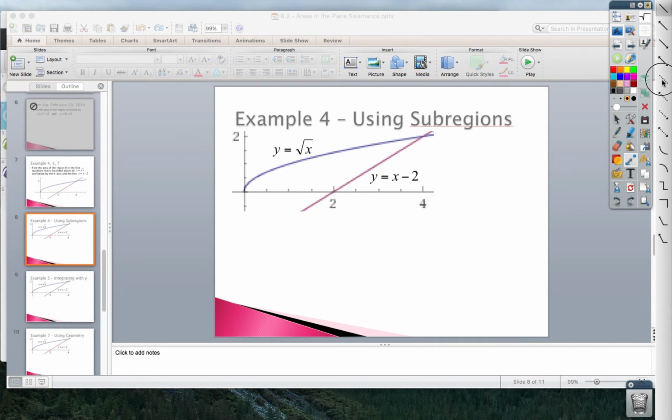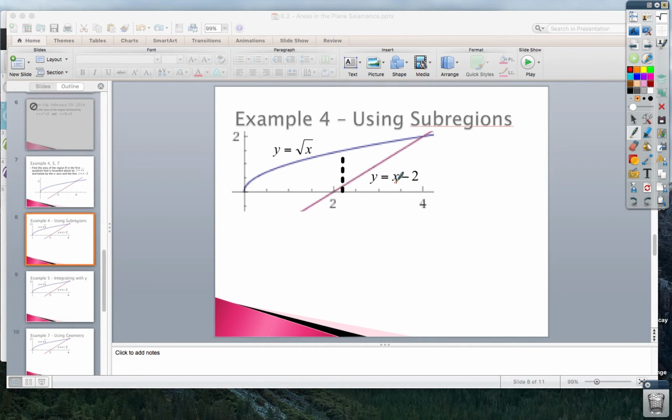So to do that, notice how y equals the square root of x comes up that way. And it isn't until x equals 2 where you start running into the line y equals x minus 2. So what we're going to do is integrate this by 2 regions. One region is going to be here in red. The second region is going to be here. And this is what it'll look like.